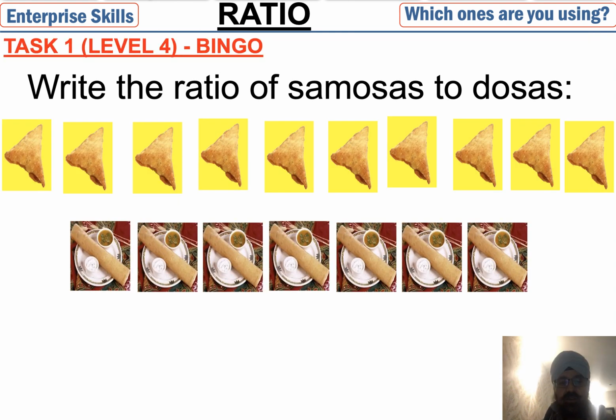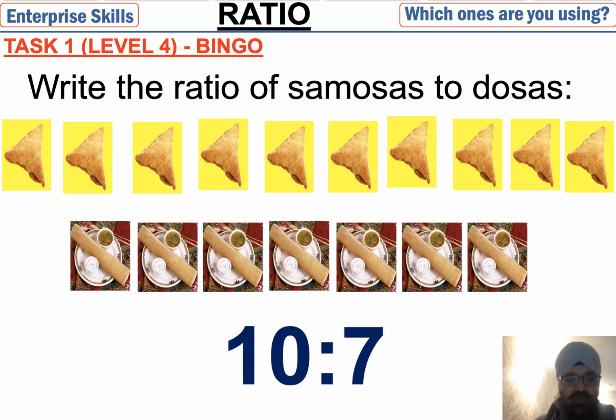Okay, right. Ratio of samosas to dosas. I don't know if anybody watching has had samosas or dosas. I haven't had them for a long time in the lockdown, just to let you know. So we count the number of samosas. You have 10, dosas you have 7. Okay, it's very simple.